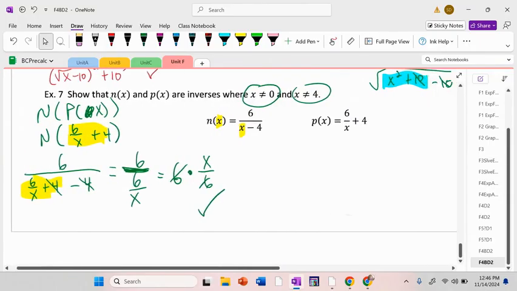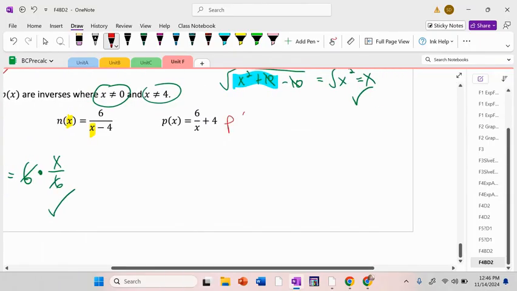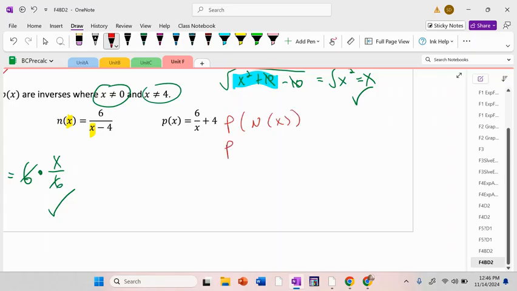So I did N of P of x. Now it's P of N of x. N of x is that fractional thing, 6 over x minus 4. Oh, good thing I didn't make a movie last hour because I screwed this one up. I'll show you what I did. I actually double-saw a number. So wherever there is an x, I must plug in 6 over x minus 4.